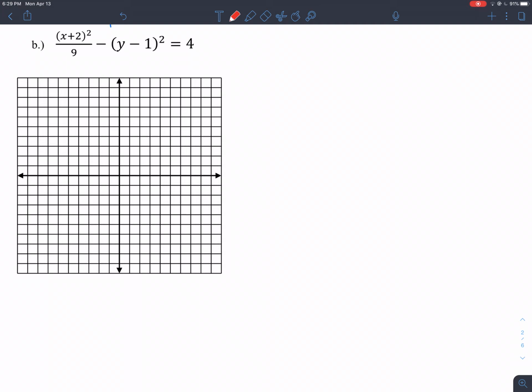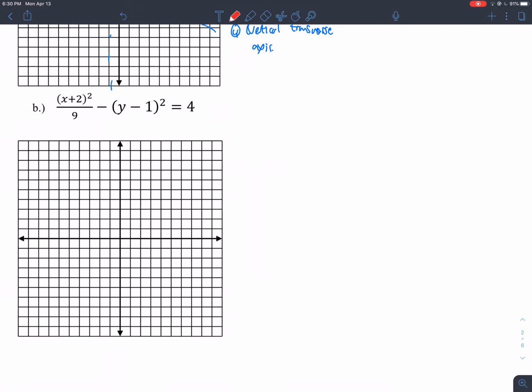So example 2b is another hyperbola. The way you know that is a minus here. That's the only conic section we have with a minus in the standard form. And look at the equation, make sure it's in standard form. It is. And so now I can identify components of the formula. This is h, this is k, this is a squared because it's in front of the minus, and then over 1 here is your b squared.